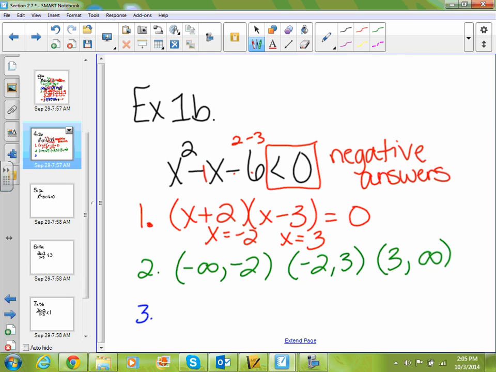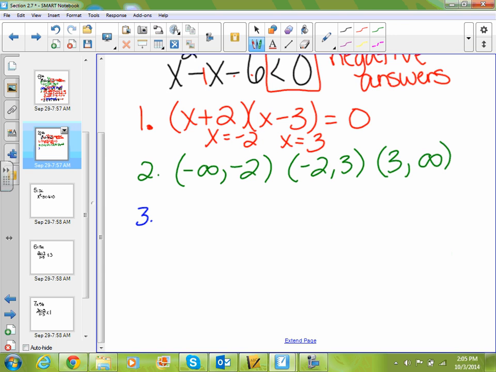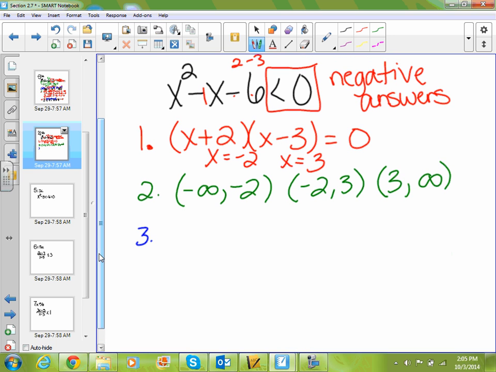Okay, and then the third step was to pick numbers inside these test intervals. So what's a number in between negative infinity and -2? -4. Okay, and what about in between -2 and 3? 0. Okay, and in between 3 and infinity? 4. Okay, so we've got test points of -4, 0, and 4.